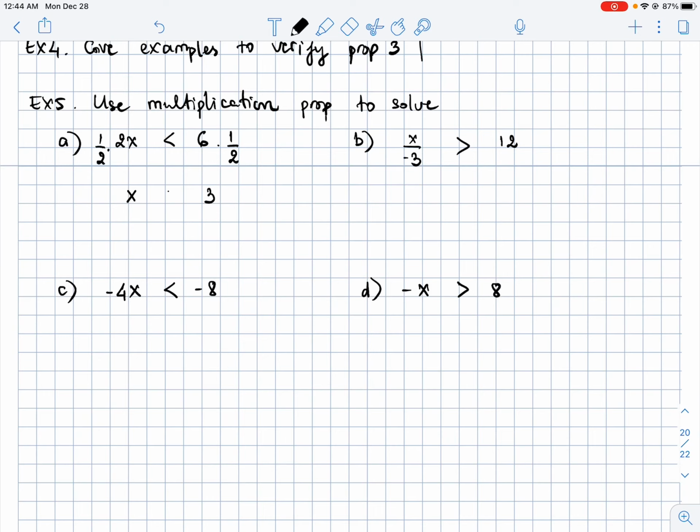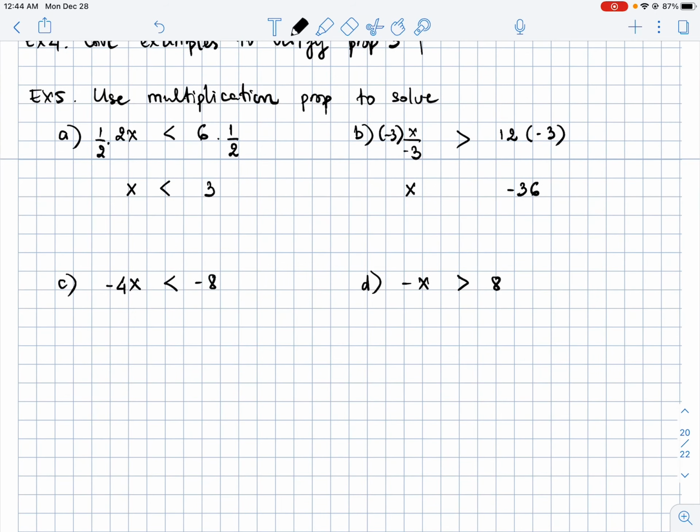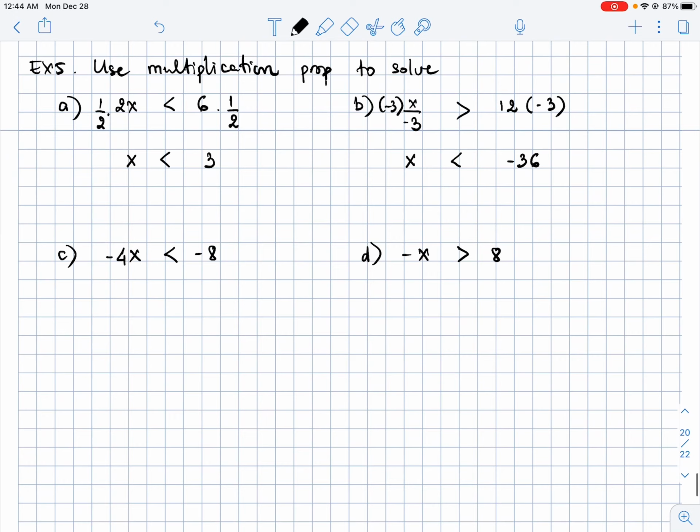We multiply by a positive number in part A, so the inequality we do not need to switch. In problem B, we need to multiply both sides by -3. So we get x, and the other side -36. We multiply both sides by a negative number, and we recall in property number 3, we need to switch the inequality because we multiply by a negative number.